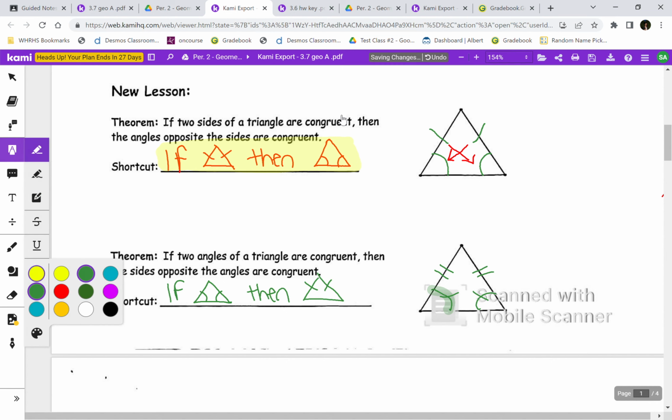Should you memorize these? Yes. Can you just memorize the shortcut? Is that okay? Yes. Absolutely. But sometimes it helps to write the full theorem. It does. Sometimes it does help. I agree with that.